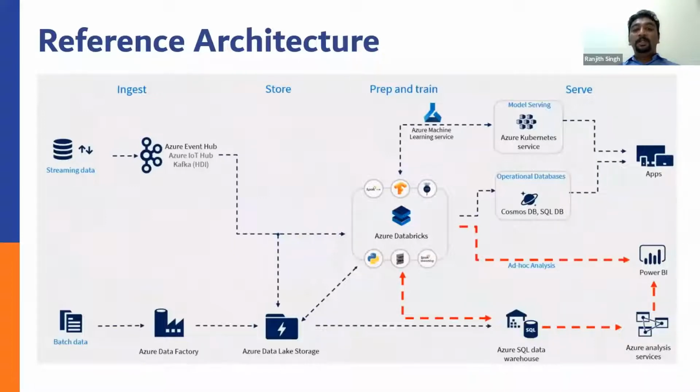So all the streaming jobs can be addressed using the Azure Event Hub and then IoT Hub or Kafka. And the batch data can be processed or extracted using Azure Data Factory and stored in the Azure Data Lake Storage. Then further transformation, cleaning, or preparation can be done in the Azure Databricks, and then loaded into the Azure SQL Data Warehouse, further pushed to Azure Analysis Services, and then visualized in the Power BI.